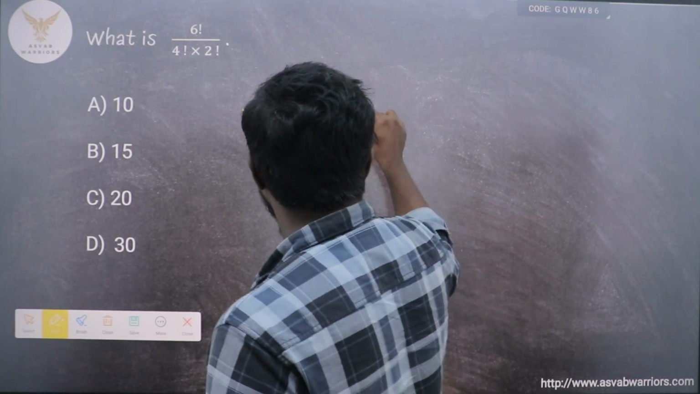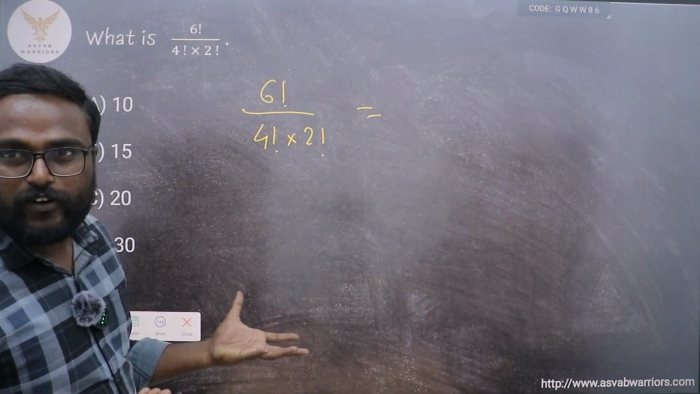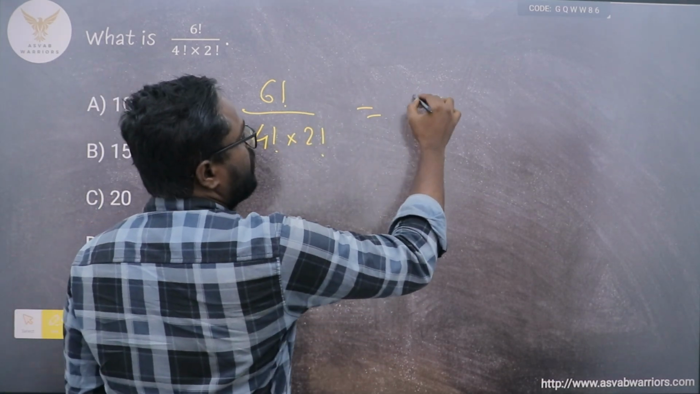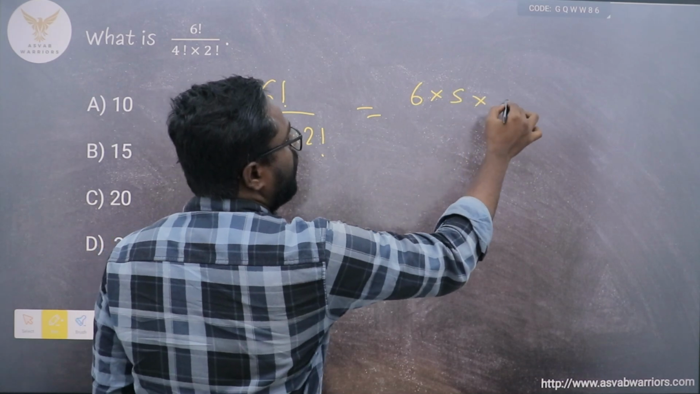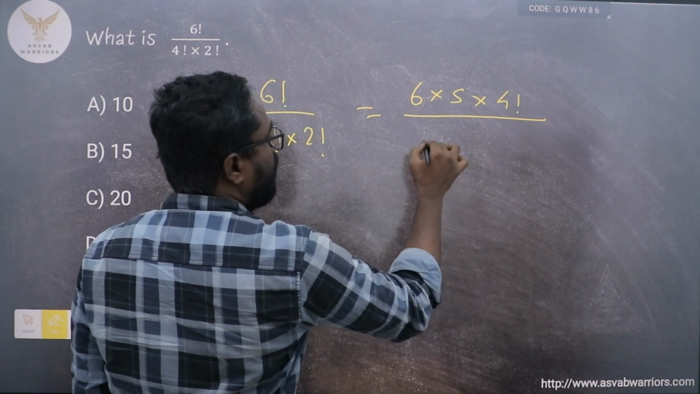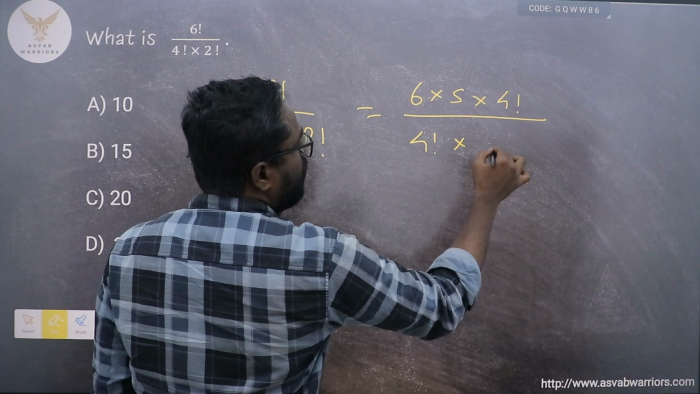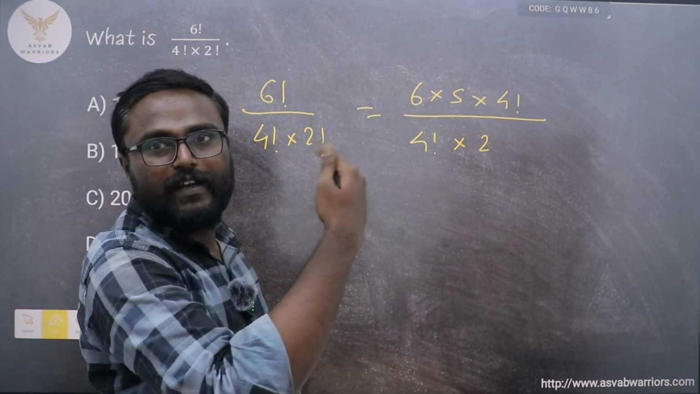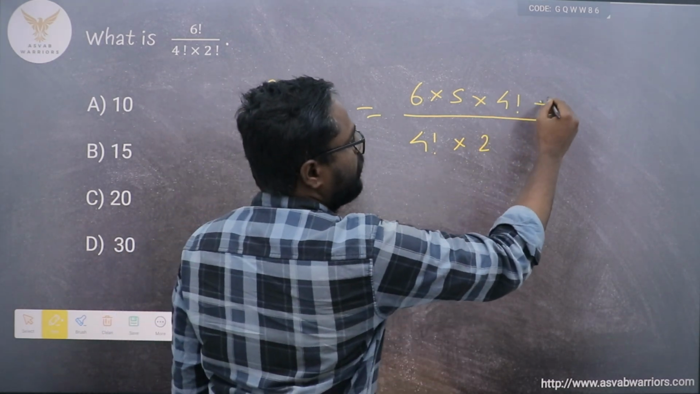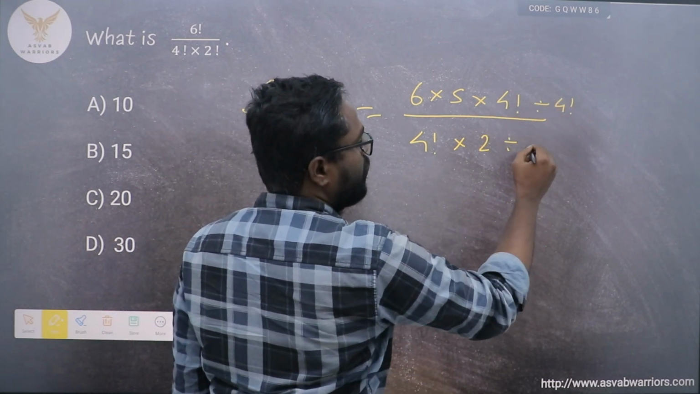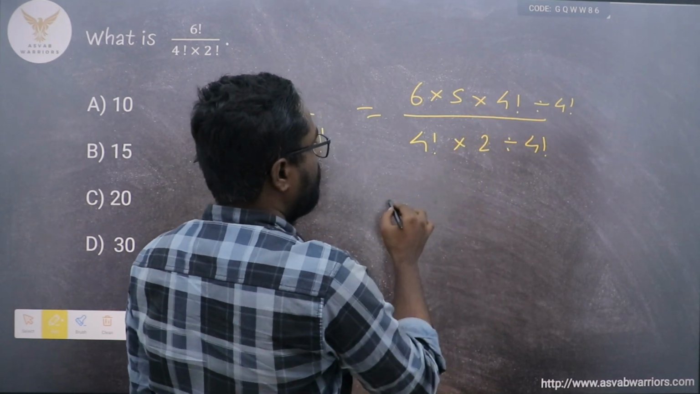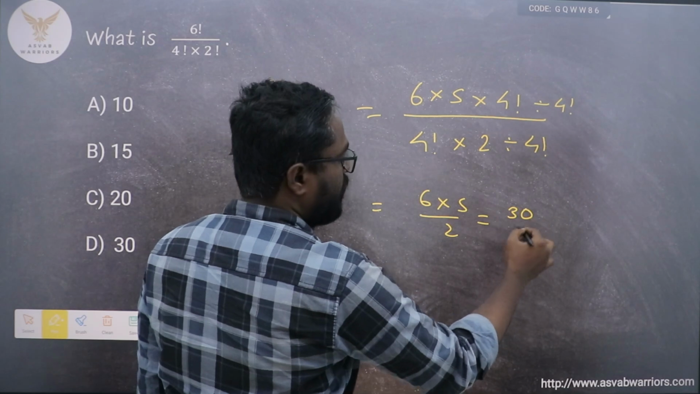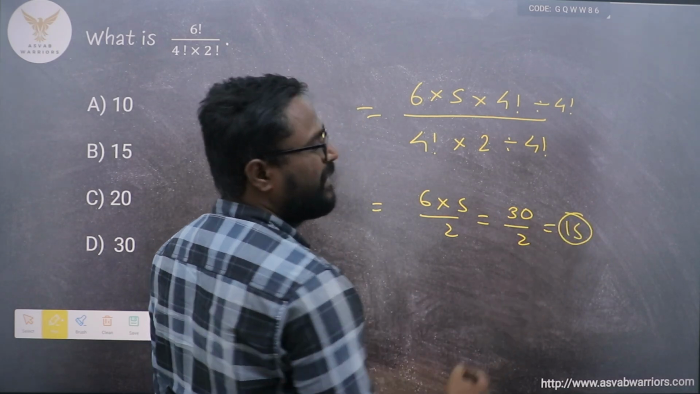So 6 factorial would be nothing but equal to... Again, you can do the smart way or you can do the hard way. So let's do it this way. 6 times 5 times factorial of 4 divided by factorial of 4 times factorial of 2. If you divide the numerator and denominator by factorial 4, we can just cancel this out. What do you get? 6 times 5 over 2, which is nothing but 30 by 2, which is nothing but 15. That will be your answer.